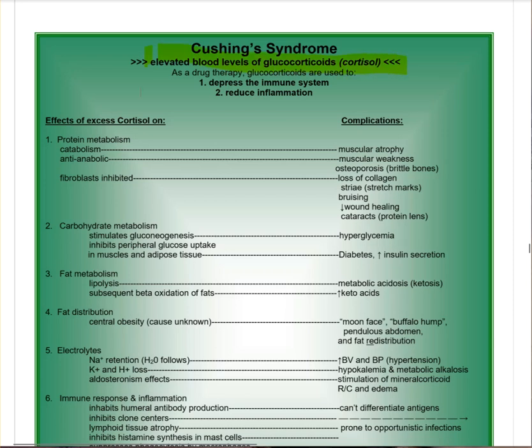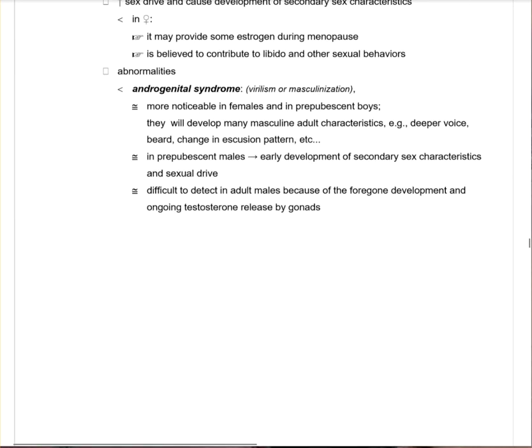Cushing's is elevated blood levels of cholesterol. And so this just lists all the different things that it could do. Now, you don't have to memorize them, but just get an understanding that Cushing's is elevated levels of cortisol. I said cholesterol again, didn't I? That's so funny. Cortisol, elevated blood levels of cortisol. And Addison's is lowered levels of cortisol as well as other hormones.